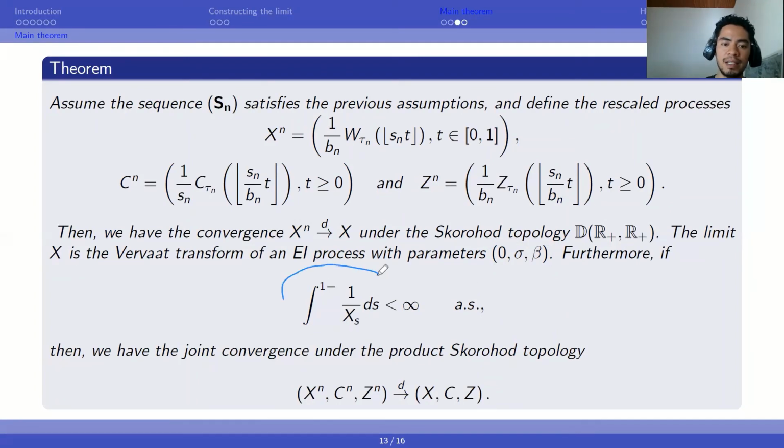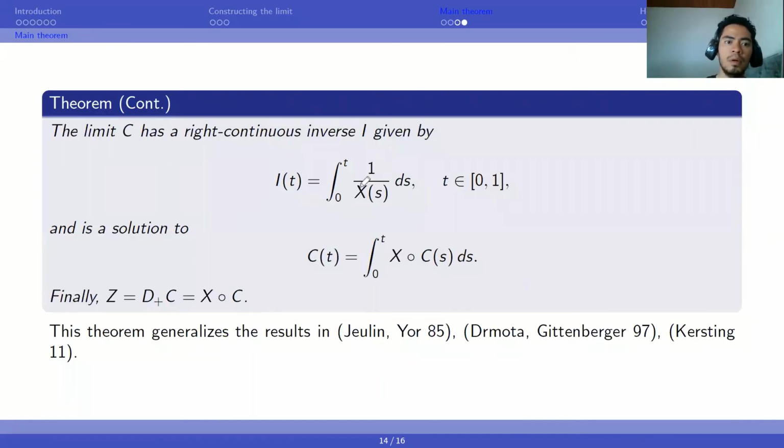Furthermore, if this integral of 1 over X near 1 is finite, then we have the joint convergence of the breadth-first walk, the cumulative profile, and the profile to this triplet, X, C, Z, where the C can be described as follows. It is the right continuous inverse of I, where I(t) is the integral from 0 to t of 1 over X, and is a solution of this equation. C is the integral of X evaluated at C. Finally, the Z is going to be the right-hand derivative of C, and it's also the X evaluated at C.